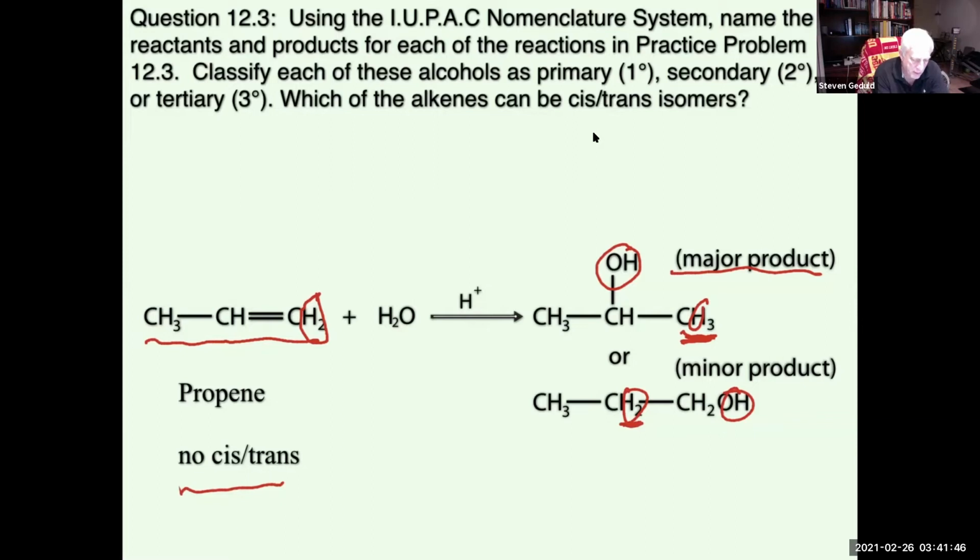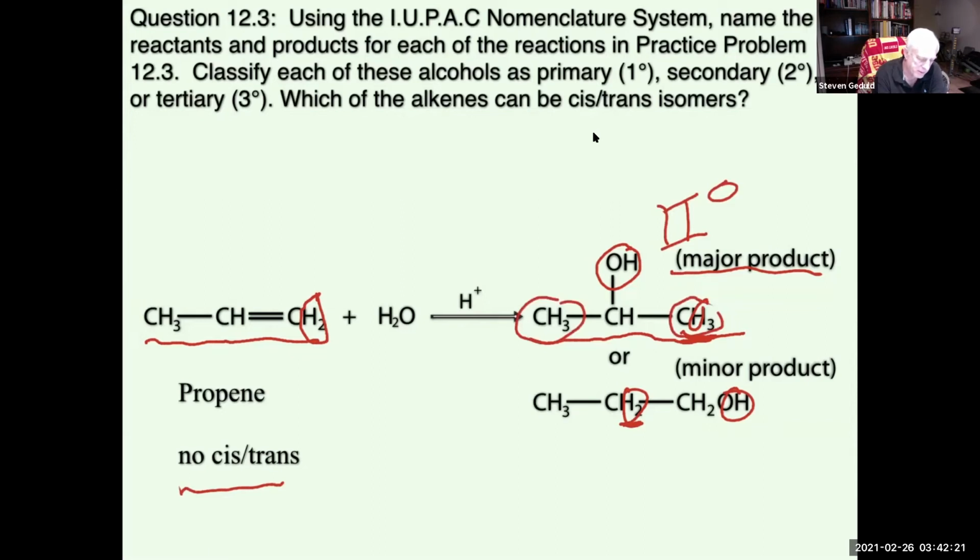On this one, the first one here on the top, the major product, is that a primary, secondary, or tertiary alcohol? Which one would it be? This would be a secondary alcohol. There are 2 carbons attached to the carbon with the OH group.